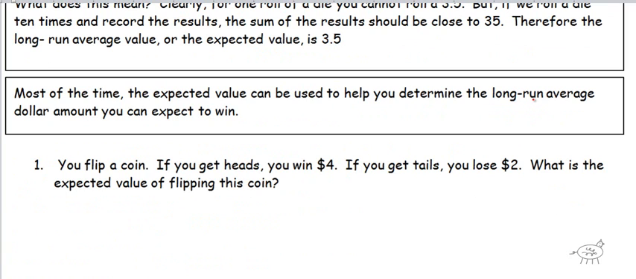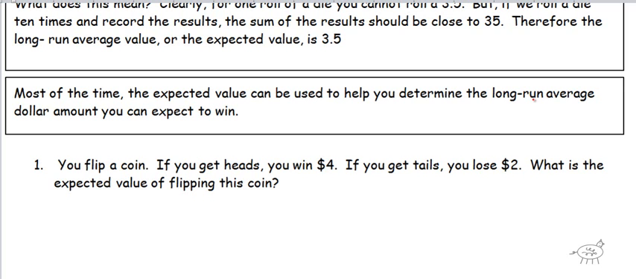Most of the time, the expected value can be used to help determine the long-run average dollar amount you can expect to win, hence gambling. And I talk about gambling a lot in class, not as a way to make money in life or have a career, but as a way for entertainment where you try to beat the house. And if you're a smart gambler, you can lose less money. Anyway, let's look at the first problem here.